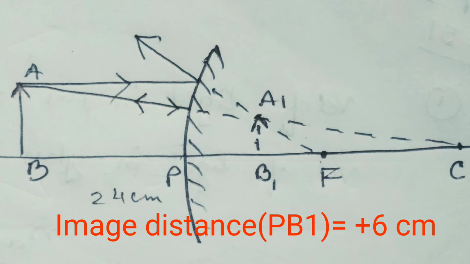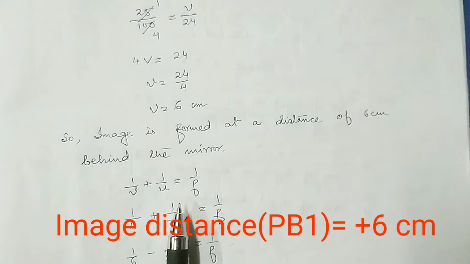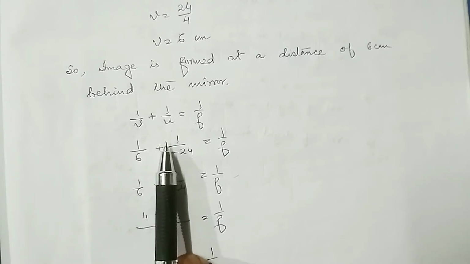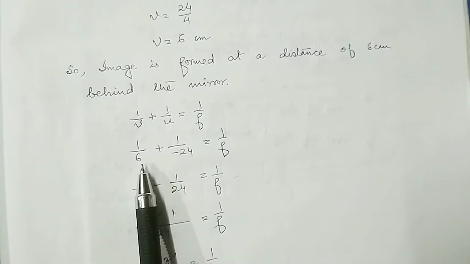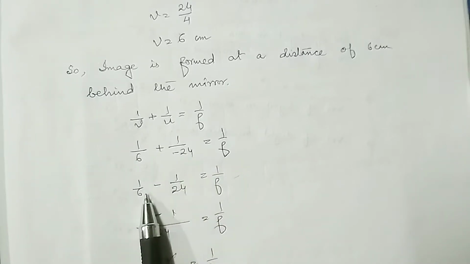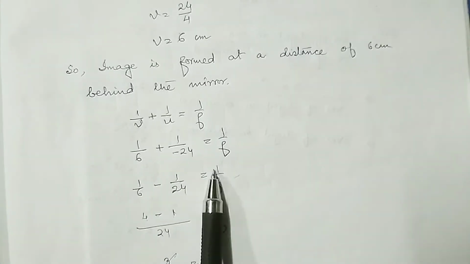So image distance is 6 centimeter. That means PB1 is 6 centimeter. We know mirror formula is 1 by v plus 1 by u equal to 1 by f. So 1 by v is 6, plus 1 by u is minus 24, equal to 1 by f. So 1 by 6 plus minus 1 by 24 equal to 1 by f.